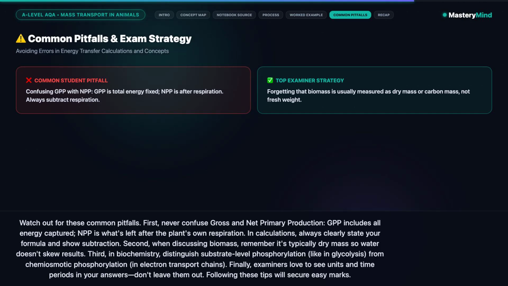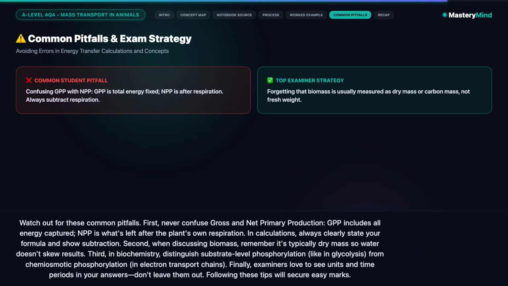Third, in biochemistry, distinguish substrate-level phosphorylation, like in glycolysis, from chemiosmotic phosphorylation, in electron transport chains. Finally, examiners love to see units and time periods in your answers, don't leave them out. Following these tips will secure easy marks.